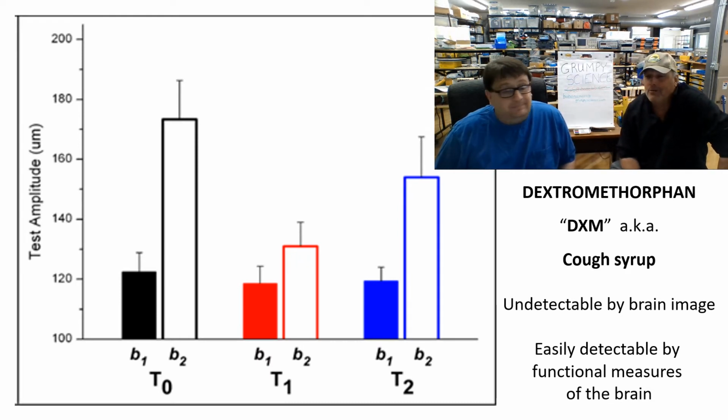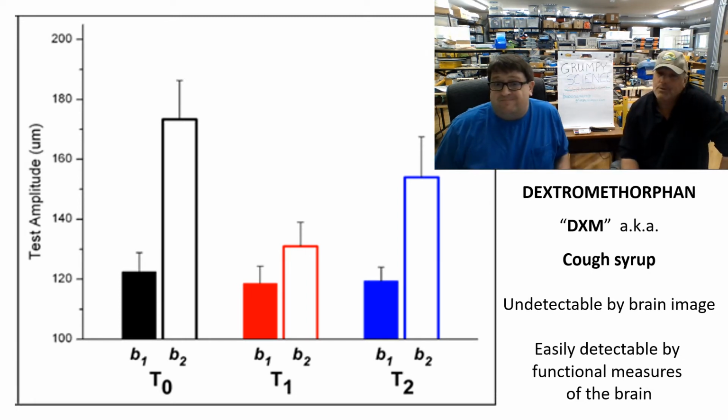As long as we've been doing this stuff, we've been hearing people say, that's not very sensitive. So we said, let's give about the weakest dose of anything we could give. Something totally harmless. The average person would take it and wouldn't even think twice about it. So what we did was a dextromethorphan study. Which is? It's DXM. It's known as cough syrup.